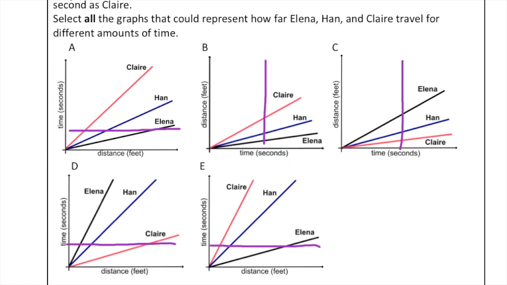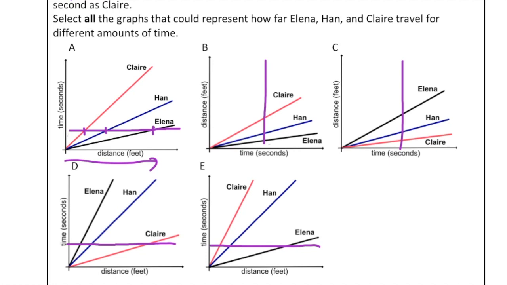So in graph A, this is the distance that Elena's traveled at that particular point in time. This is the distance that Han has traveled. This is the distance that Claire has traveled. Okay? So who has traveled the farthest distance? Elena. Who is in the middle? Han. Who is least? Claire. So at least the order is correct here.